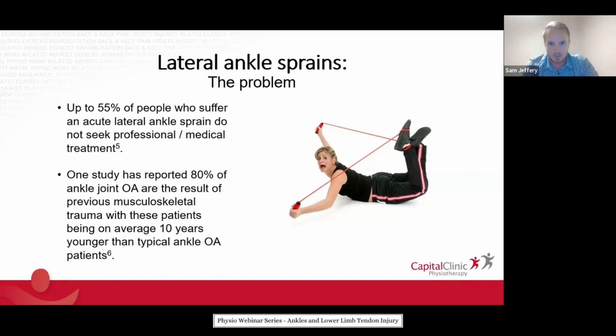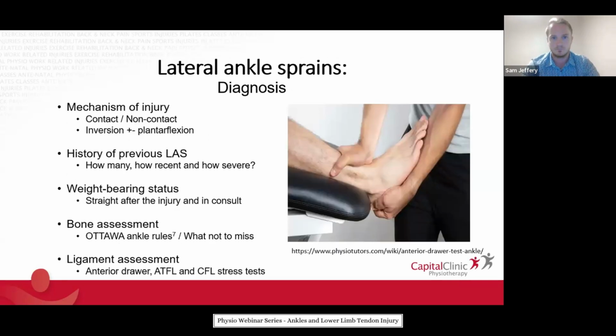Now, not at all am I suggesting that we try and place fear into any patients, but often what we can find from something that might start as just an acute lateral ankle sprain is they can have ongoing sensory motor deficits, which can lead to further problems down the line. And one study has reported 80% of ankle joint osteoarthritis as a result of a previous musculoskeletal trauma, like a lateral ankle sprain. And these patients are on average 10 years younger than the typical osteoarthritis ankle patients, which again poses problems and potentially further intervention and surgery down the line.